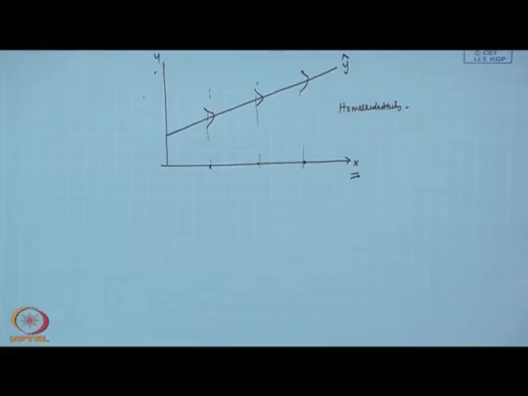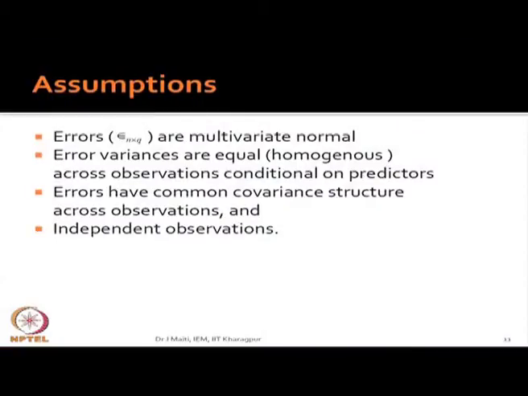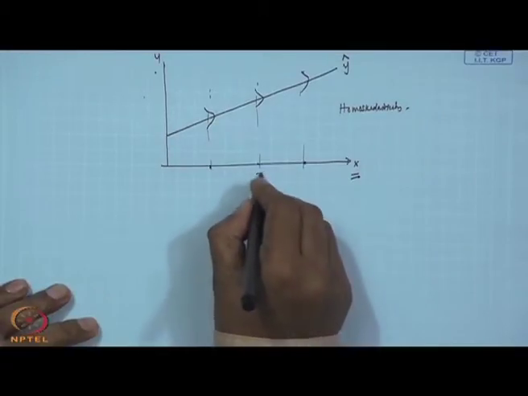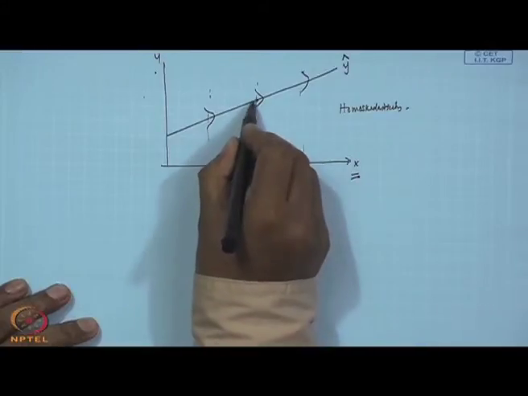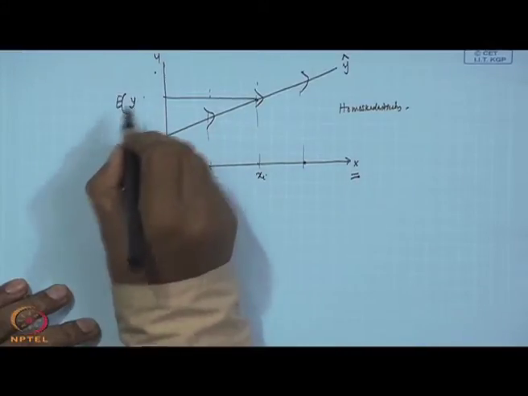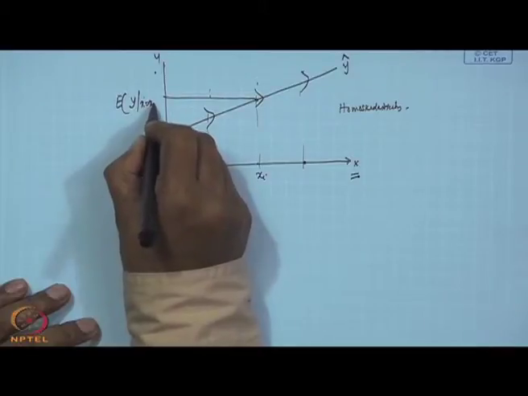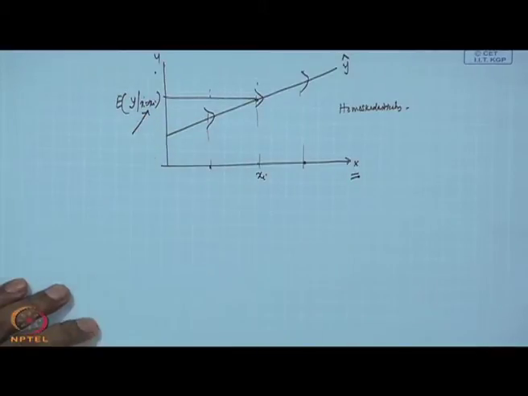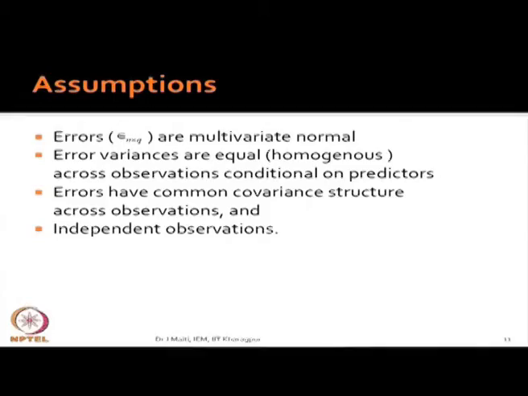So, here also this remains the same, that error variances are equal across observations conditional on predictors. It is true, because if this one is xi, this particular value is the expected value of y given x equal to xi. This is conditional on predictor, correct. Now, errors have common covariance structure across observations.